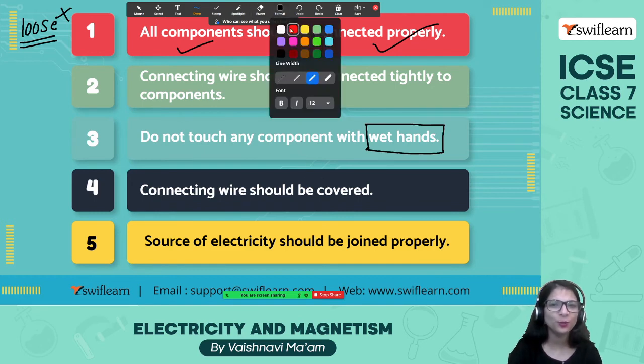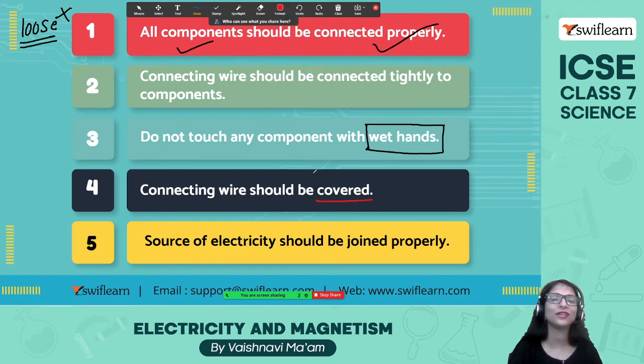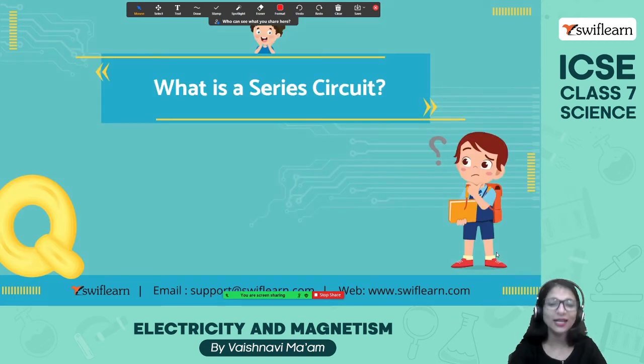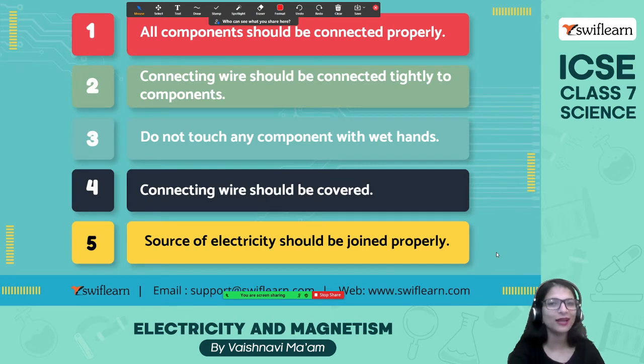The connecting wire should be covered, because if you do not keep insulation, again it can cause a shock. Okay? And the source of electricity should be joined properly. Whatever the source you are using, obviously in our homes we get a direct supply, so that connection should be joined properly. Alright, I hope the precautions are quite clear and you will surely be following all of them, right?